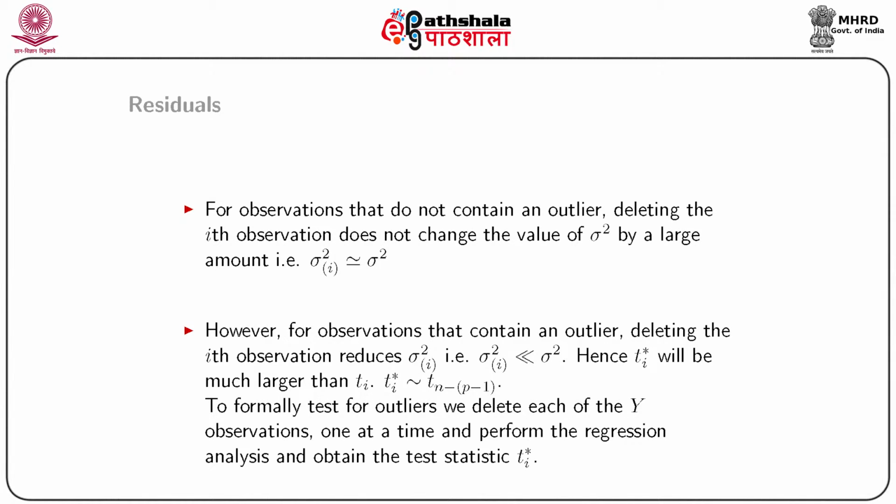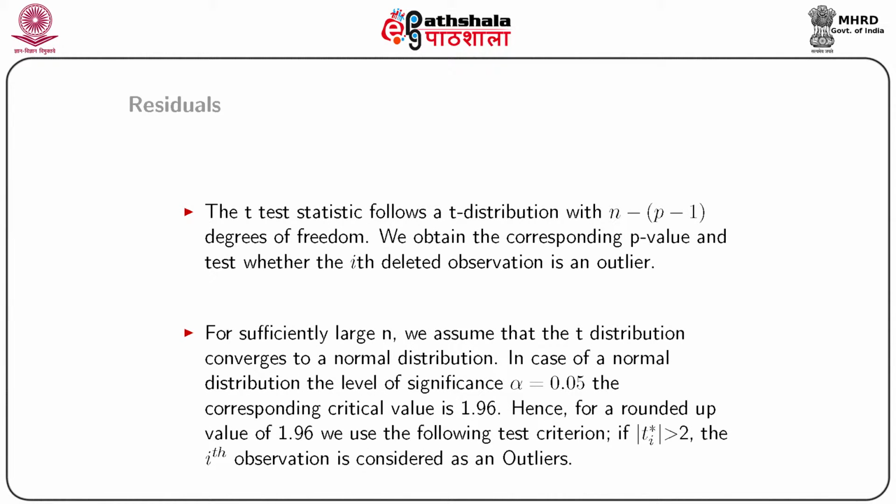To formally test for outliers, we delete each of the observations one at a time, perform the regression analysis, and obtain the test statistic Ti star and test it against a critical value from the t distribution. The t statistic follows a t distribution with n minus p minus 1 degrees of freedom. We can also obtain the corresponding p value and test whether the ith deleted observation is indeed an outlier.